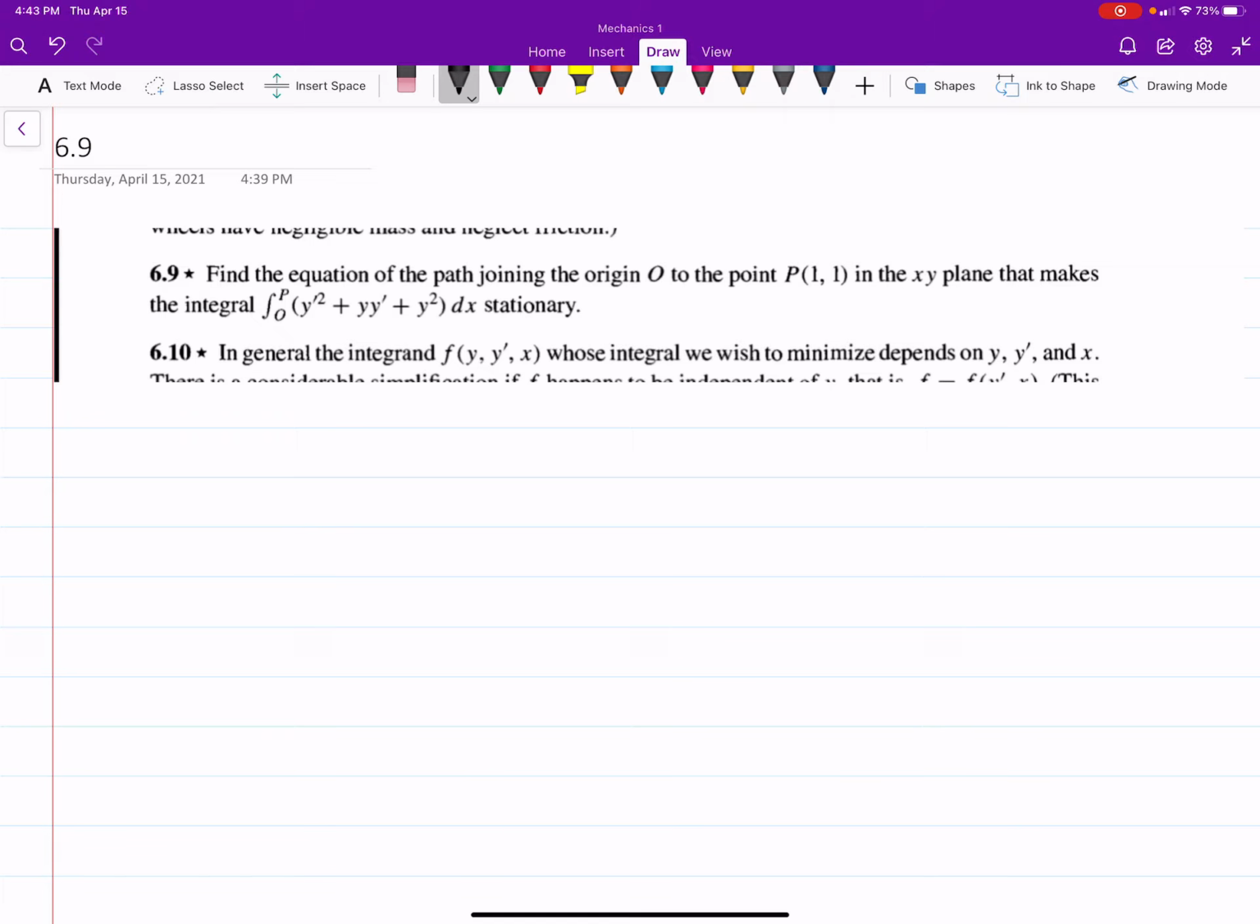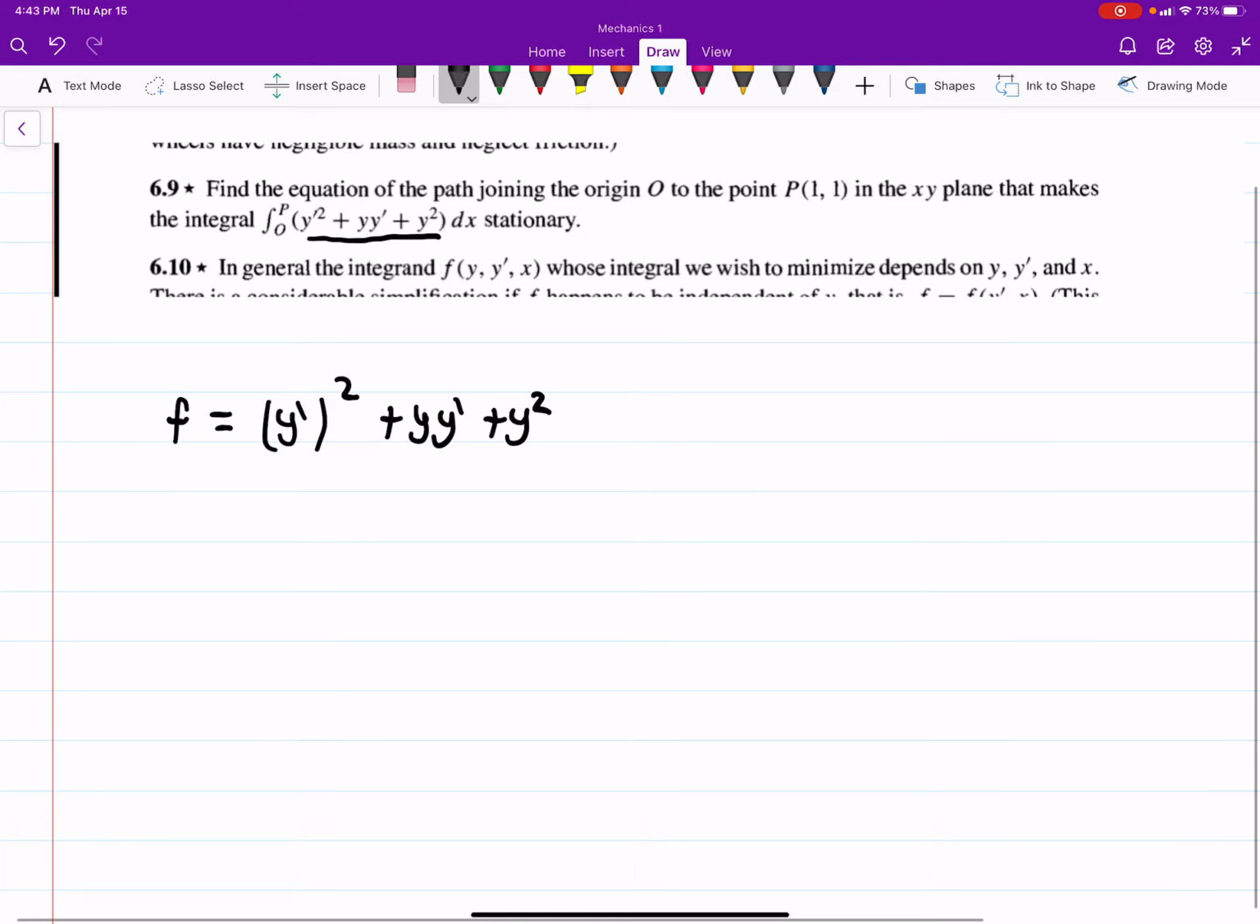All right, so this is 6.9 of Taylor. It says find the equation of the path joining the origin to the point (1, 1) in the xy plane that makes the integral stationary. So our f is just going to be everything that's inside our integral here, with the exception of the dx. So we have y prime squared plus y prime plus y squared.